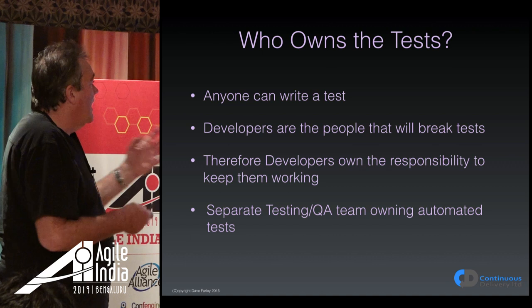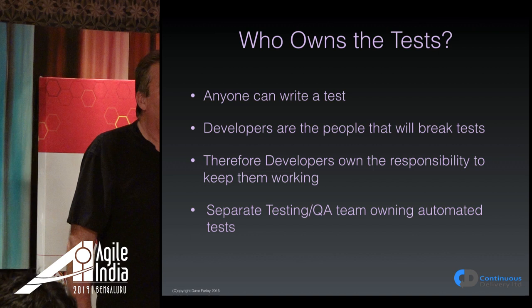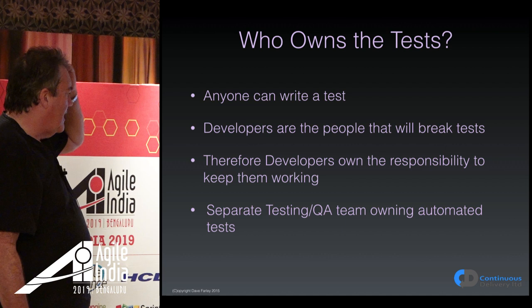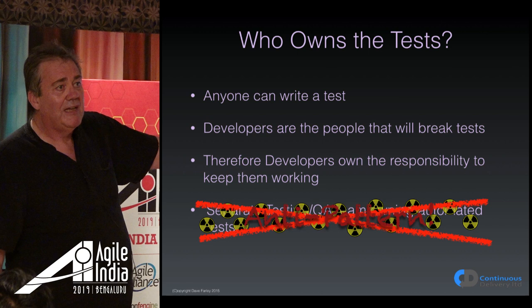So developers are the people that will break the test. This is particularly true if we can get to executable specifications, because if it's a specification that says what the system does but not how the system works, and that test fails, it means that the software is not fulfilling its specification, so we can modify it to make it work. This last one, a separate testing QA team owning the automated tests, is a toxic anti-pattern that I have never, ever seen work, not once. Everybody nearly tries to do that, and it just doesn't work.